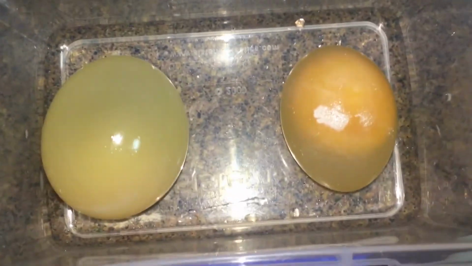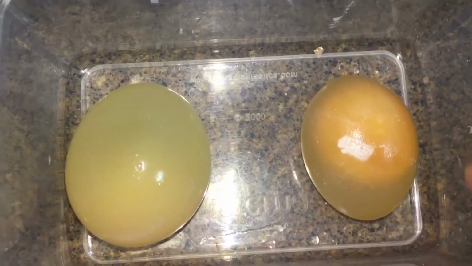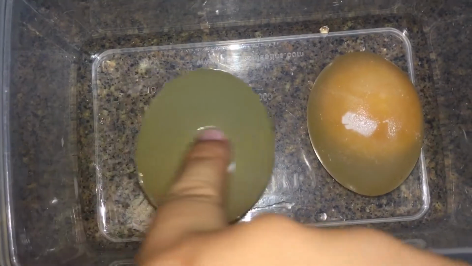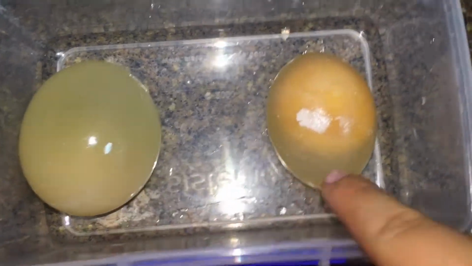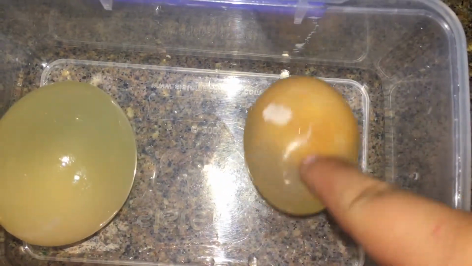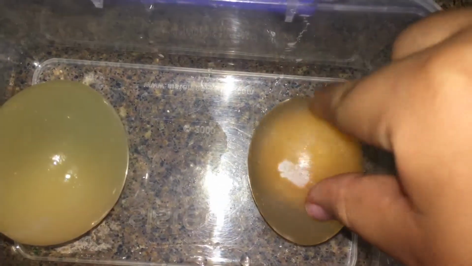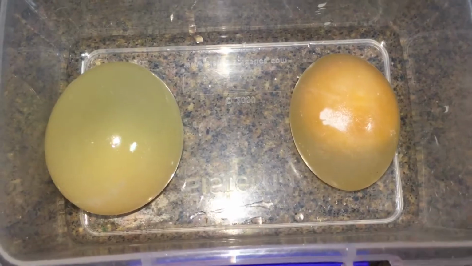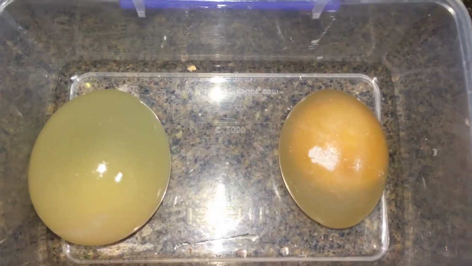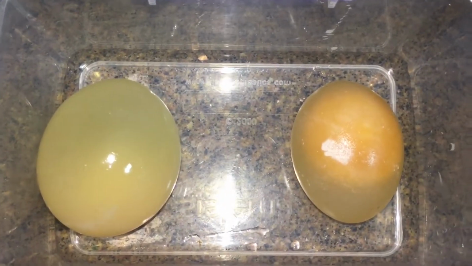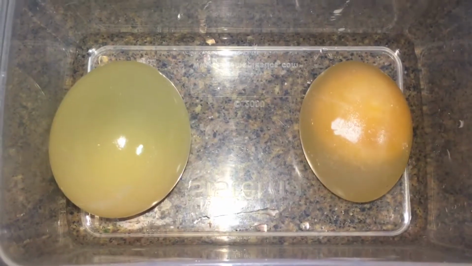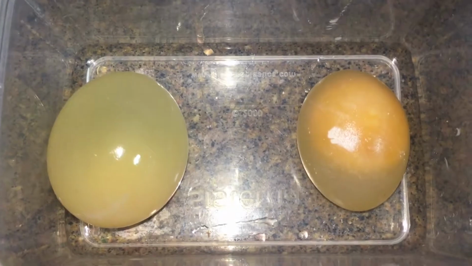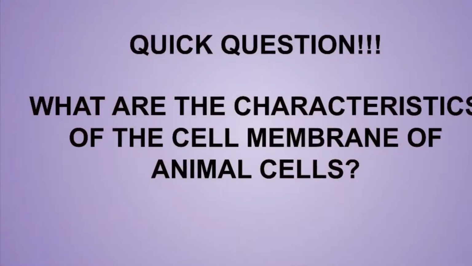So these are my 2 eggs after taking them out of the second solution. This one was in the hypotonic and it expanded, and this one was in the hypertonic and it shrank and also shriveled. So even though they were both already in the other solutions, after changing them again, they still have the same effect. So this proves that hypertonic and hypotonic solutions will always have the same effect on each other.